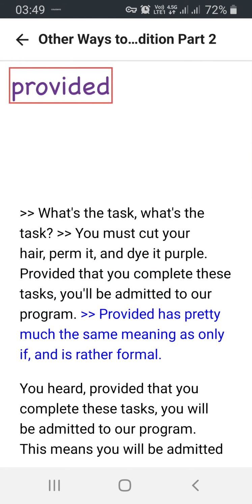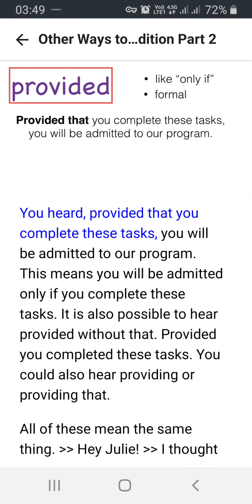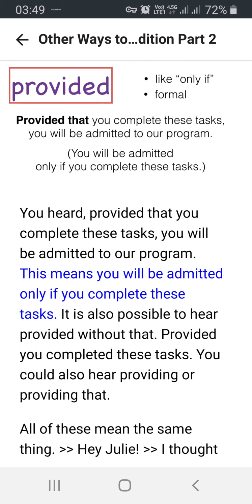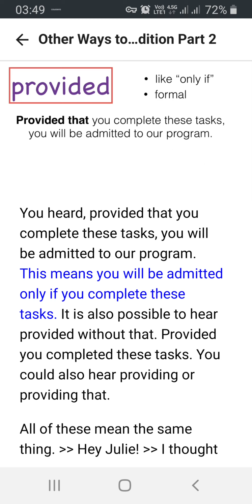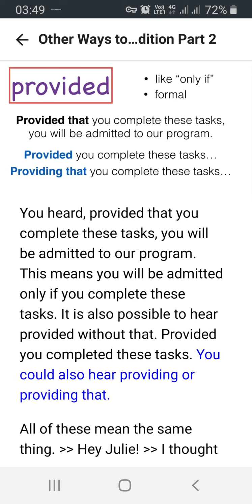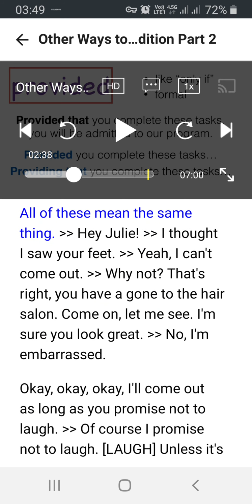Provided has pretty much the same meaning as only if, and is rather formal. You heard, provided that you complete these tasks, you will be admitted to our program. This means you will be admitted only if you complete these tasks. It is also possible to hear provided without that, provided you complete these tasks. You could also hear providing or providing that. All of these mean the same thing.